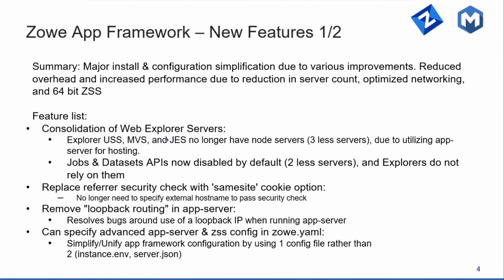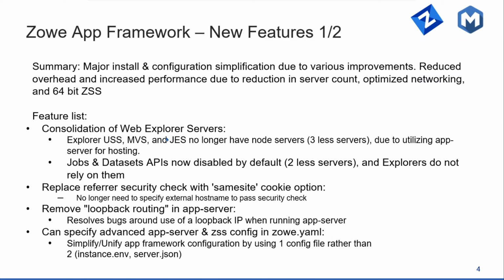The next item here is something that was a pain point with the app server. When we did a security check in, I think, Zowe 1.14 or so, the referrer-based security check had an issue where if people's external host name did not match what it was internally known as, the referrer check would need more information on how to actually determine whether or not a request came from the right place.